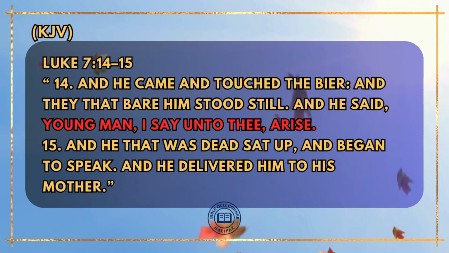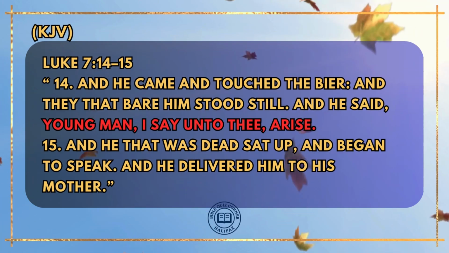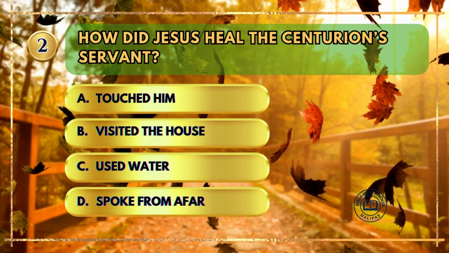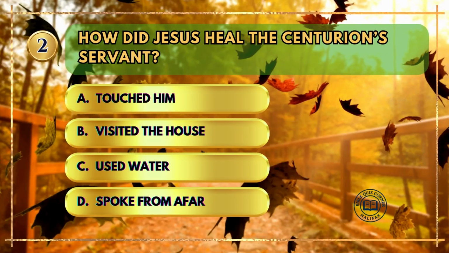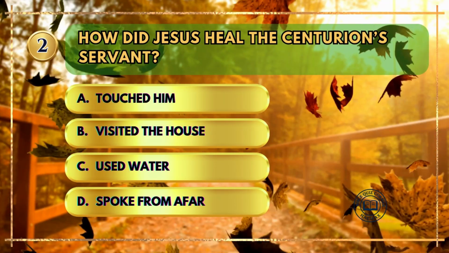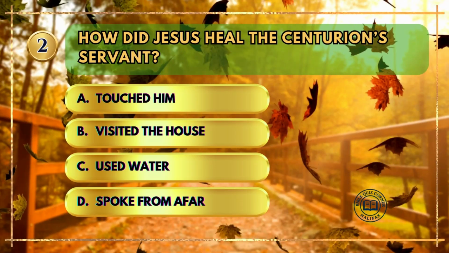Jesus didn't just comfort the grieving, he reversed the grief. That's the power of the living word. Here comes question 2. How did Jesus heal the centurion's servant? A. Touched him. B. Visited the house. C. Used water. D. Spoke from afar.